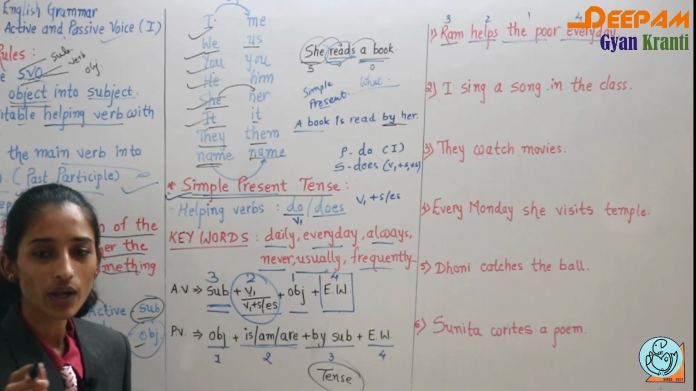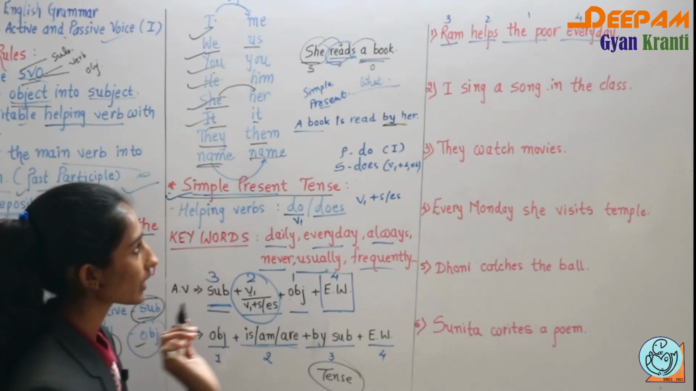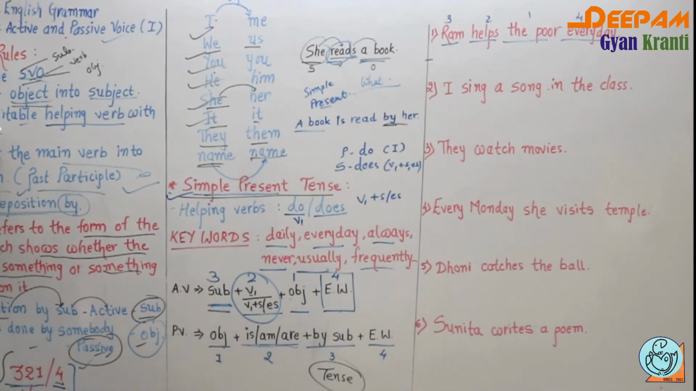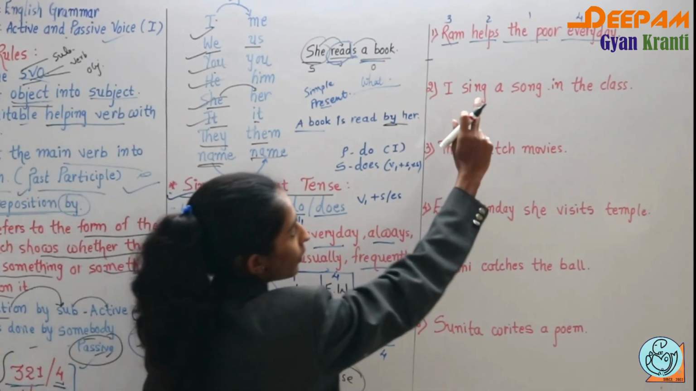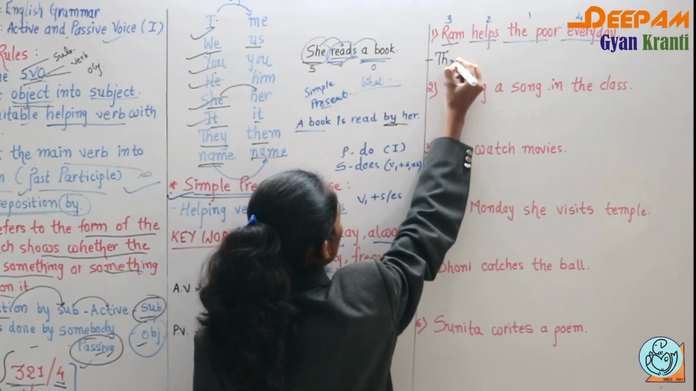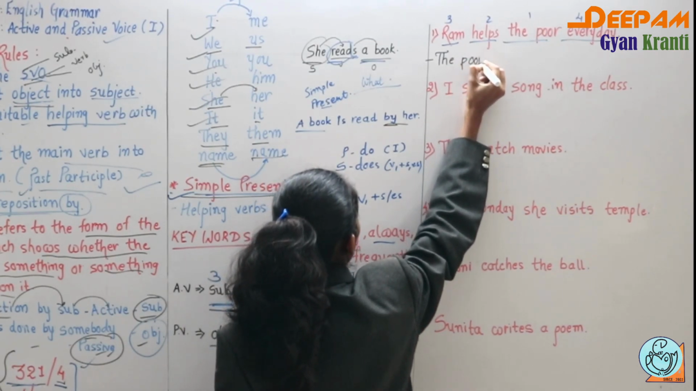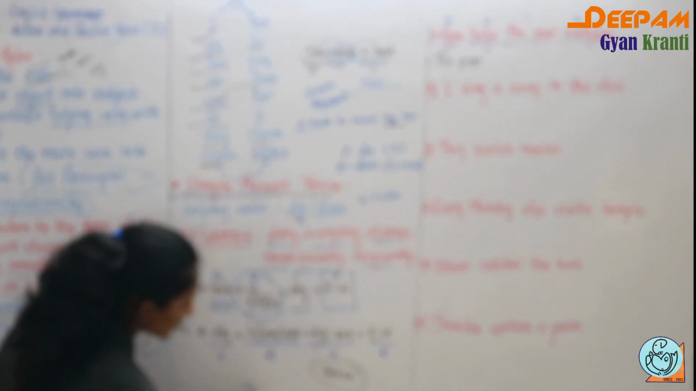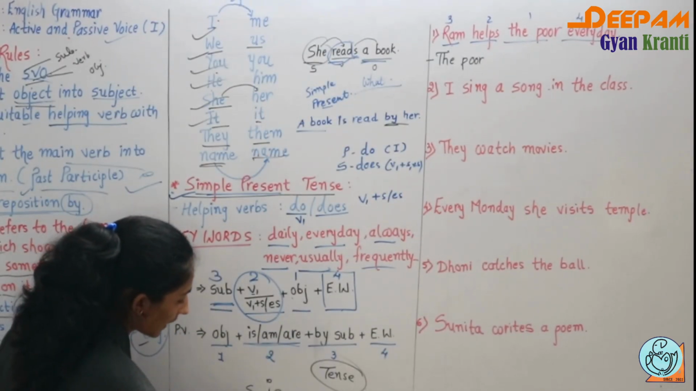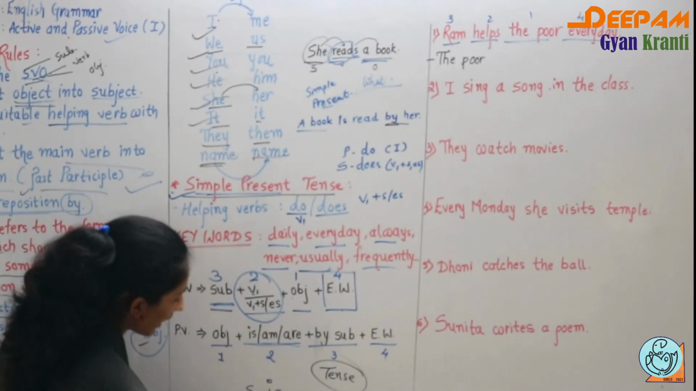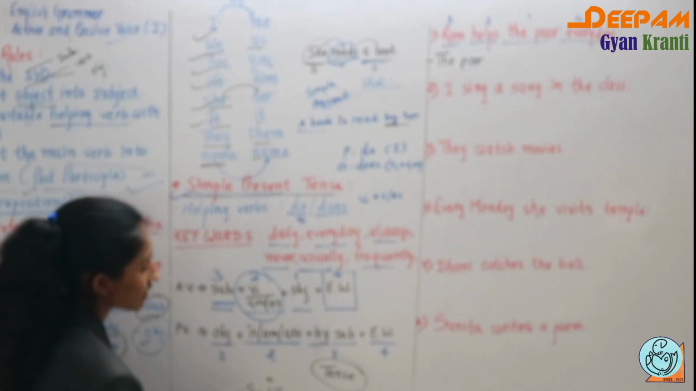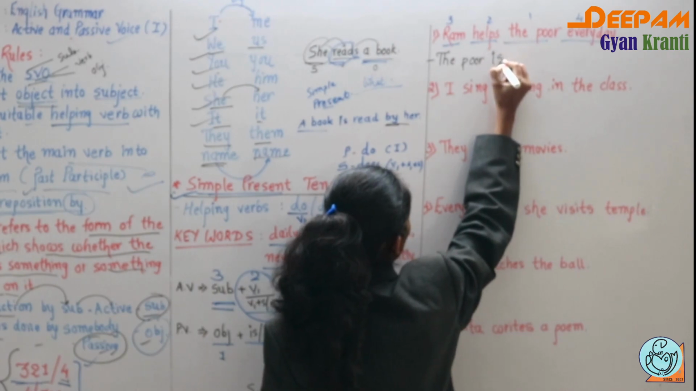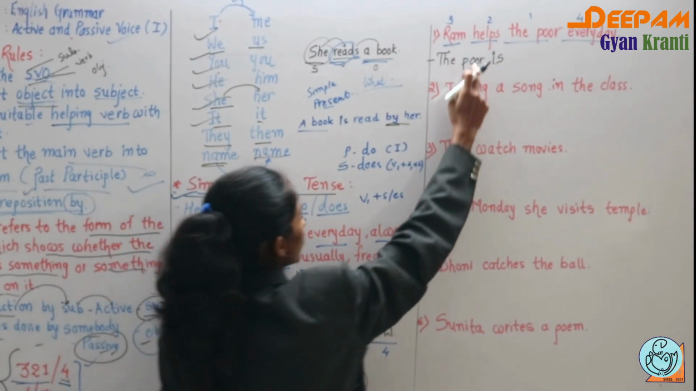Now I have to arrange 1, 2, 3, 4. 4 is in last, so we keep it in last. So first number is the poor. I already told you to convert the object into the subject. The poor is the object, so the poor comes first. Now remember one thing, we have to use the correct helping verb. The poor is singular. Now you know very well that if singular is there, you have to use is, and if plural is there, you have to use are. And if I is there, with I we have to use am. So the poor is singular, so we have to use is. So, the poor is. Okay. Then helps, so 2 number.